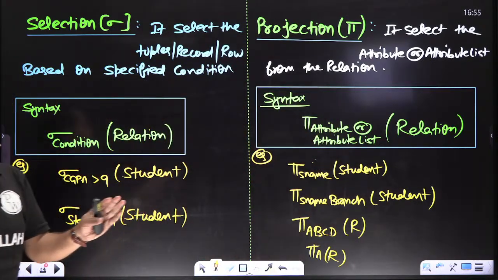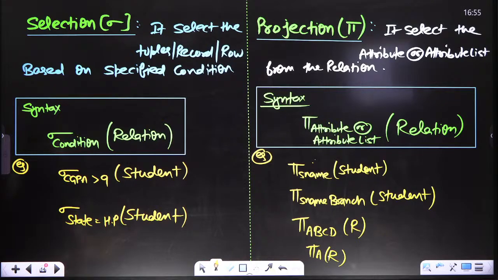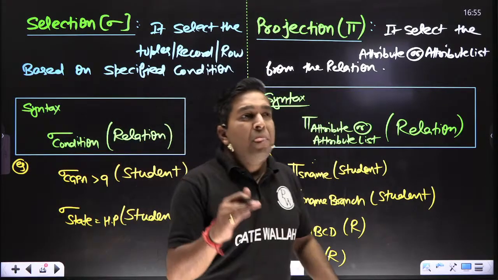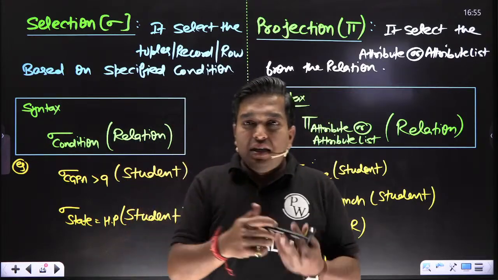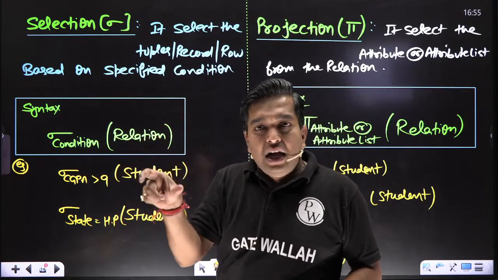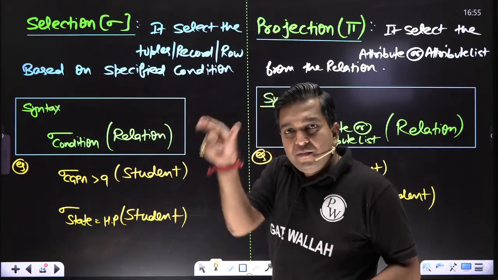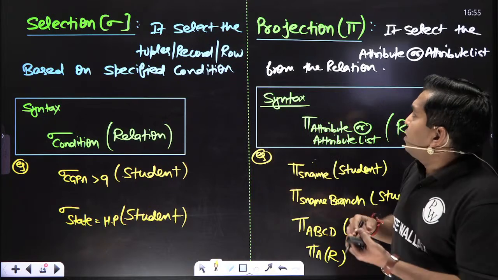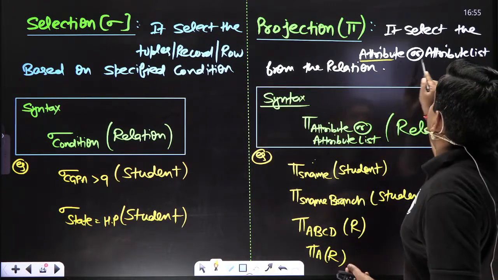This is the meaning of selection and projection. Selection means it selects the tuples based on a specified condition. And projection means it projects or displays the attribute or attribute list.